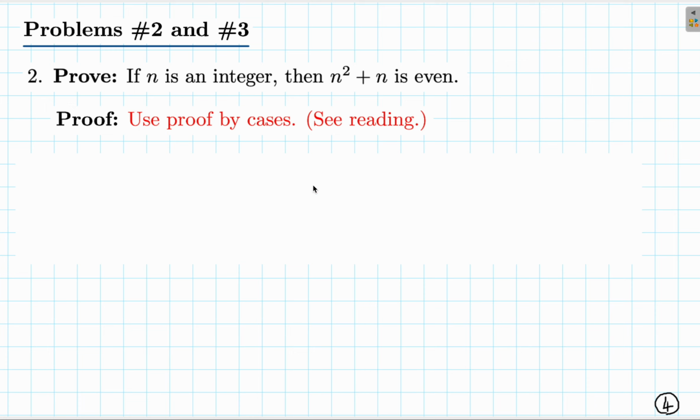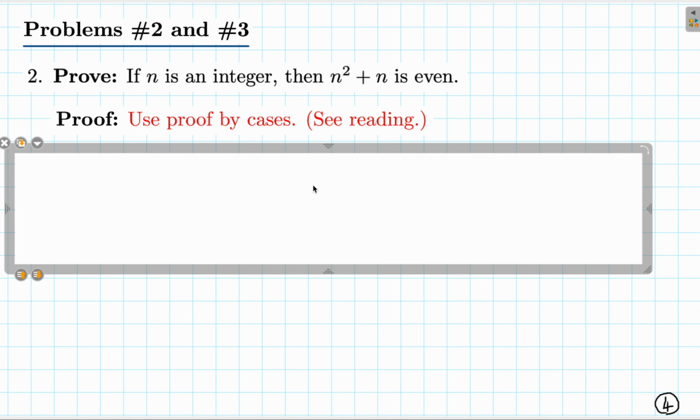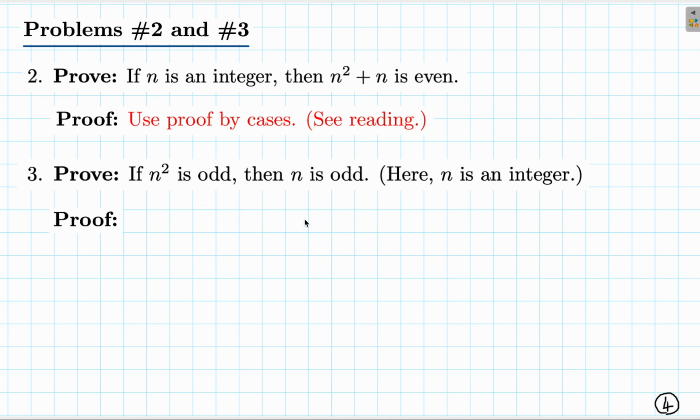But now let's put our focus on problem 3, which asked, if n squared is odd, then n is odd. And so let's begin by identifying the hypothesis. n squared is odd, and the conclusion is n is odd. And let's see what happens if we try to prove it just like we did our very first proof. So we begin by assuming our hypothesis.